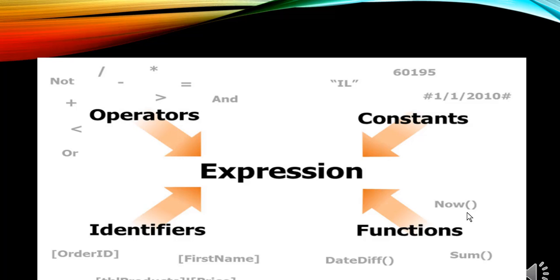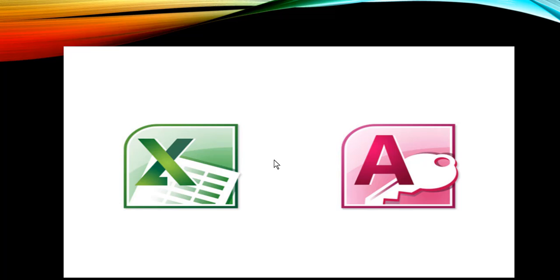So there are built-in functions in Microsoft Access, like Sum, DateDiff, and the identifiers. The identifiers are OrderID, FirstName. These are the fields in the table, and we give the reference in our expression for those fields.